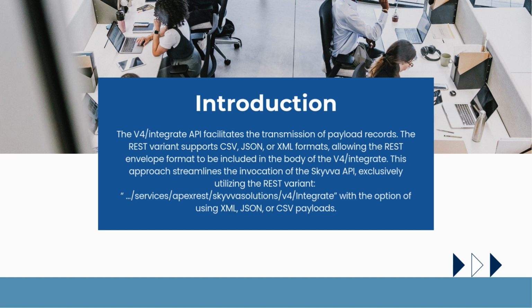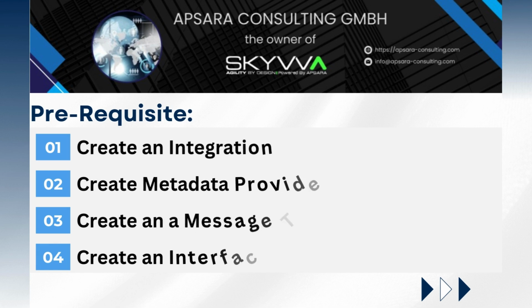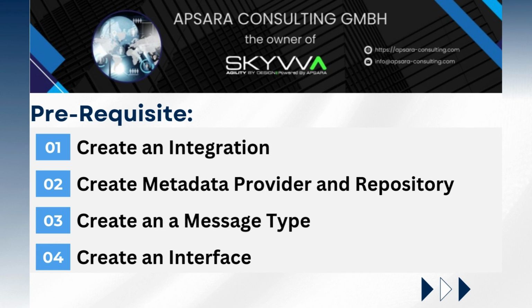of the V4 Integrate. This approach streamlines the invocation of the Skyvva API, exclusively utilizing the REST variant, like services apexrest Skyvvasolutions V4 Integrate with the option of using XML, JSON, or CSV payloads. As a prerequisite, you should understand how to create an integration. Create metadata provider, repository, message type, and create an interface.